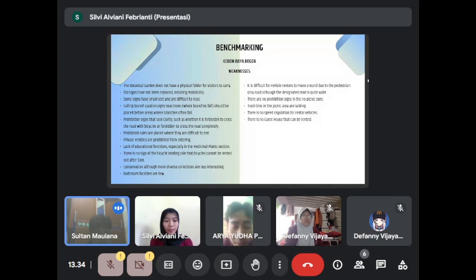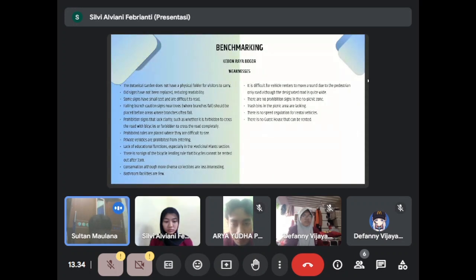Falling branch caution signs should be placed before the area where branches fall. Park signs lack clarity, such as whether it is forbidden to cross the road with bicycles. Private roads are places where signs are difficult to see. Private vehicles are prohibited from entering. There is loss of educational function, especially in the medicinal plants section. There is no sign of the bicycle landing. There are rules that bicycles cannot be ridden after 3 p.m. Conservation of children's plant collections are less interesting.